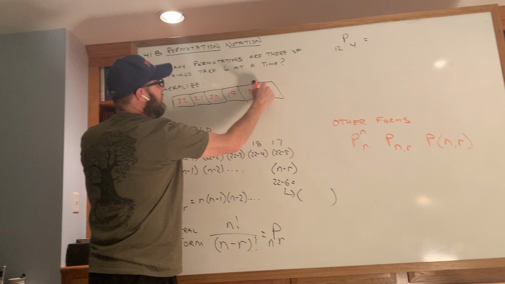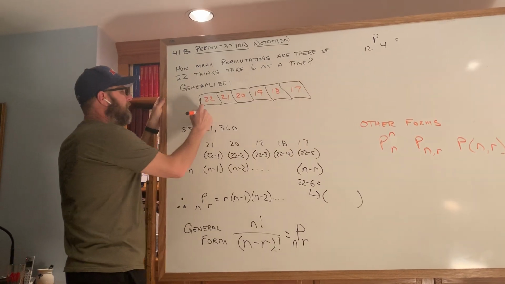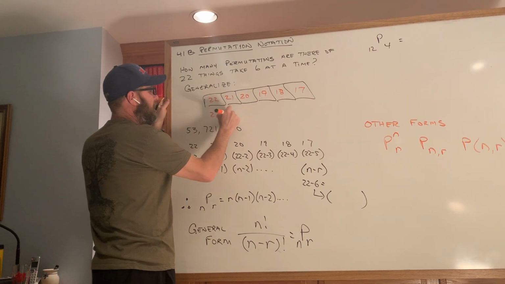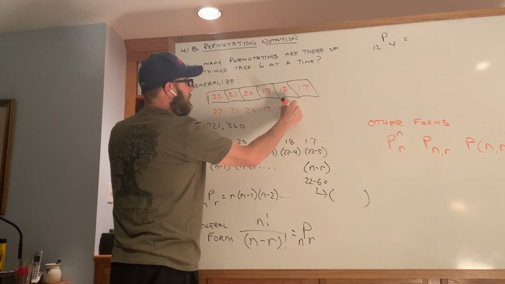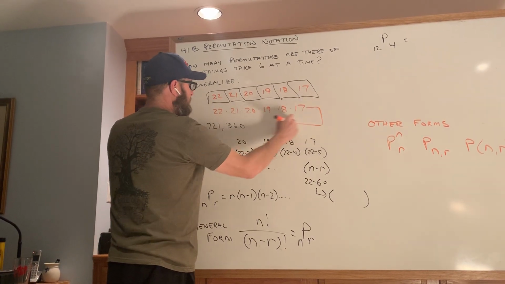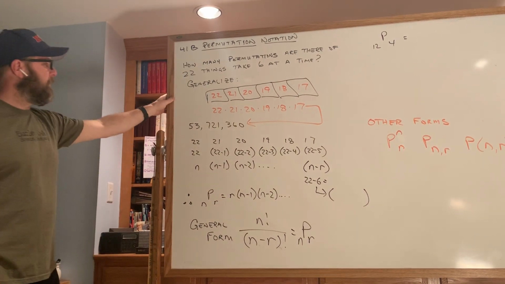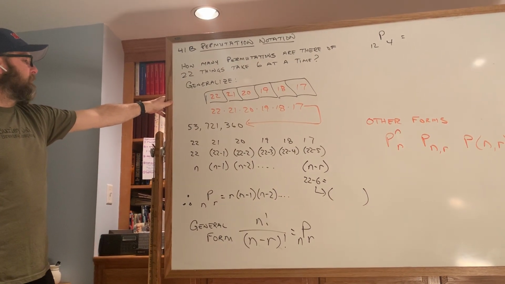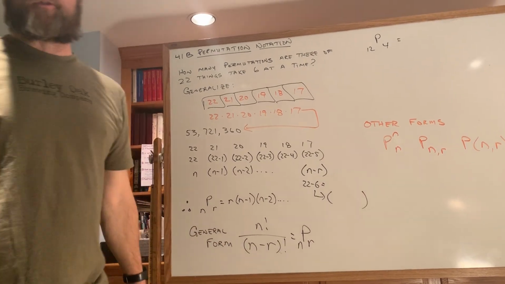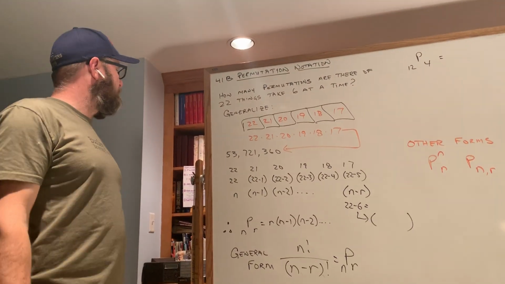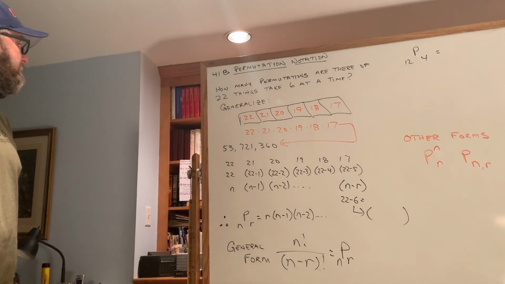19, 18, and 17, right? So now this becomes 22 times 21 times 20 times 19 times 18 times 17, which gives me a grand total of 53,721,360 choices, right? Just with 22 items and just choosing 6 at a time. There are over 53 million combinations there.